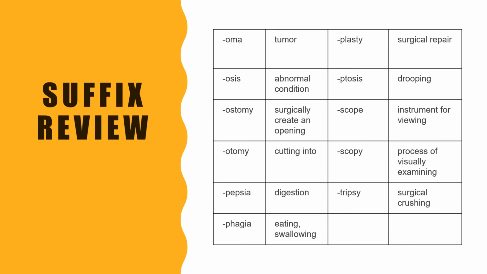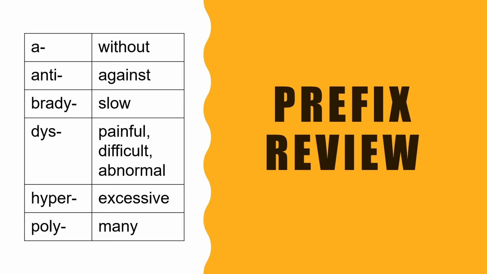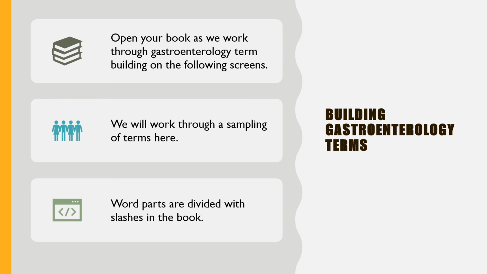And tripsy, surgical crushing. Here are some prefixes you would need to know too. A, without. Anti, against. Brady, slow. Dys, painful, difficult, or abnormal. Hyper is excessive, and poly is many. Okay, we're going to build some gastroenterology terms. So open your book and we'll work through some of them. You're going to start on page 209. Pause it here, go do the work, and then come back and we'll see how you did.